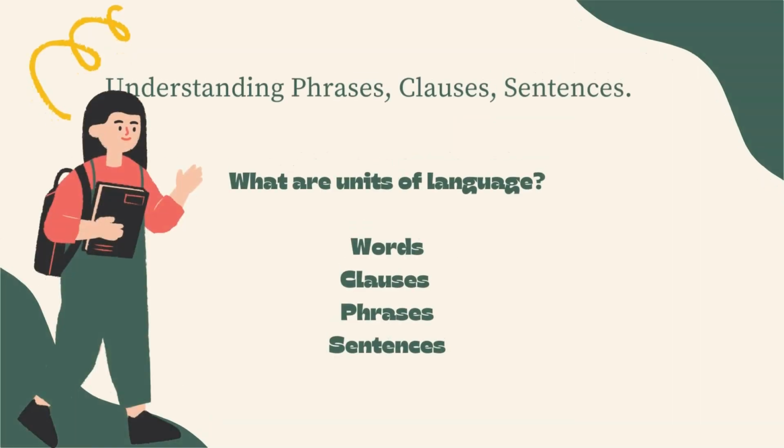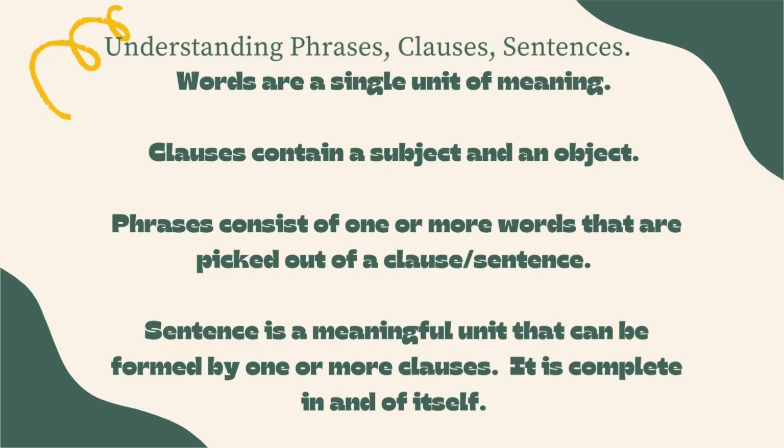Now let's move on to our next topic, that is, what are the units of language? These are words, phrases, clauses, and sentences. Words are a single unit of meaning. Clauses contain a subject and an object. Phrases consist of one or more words that are picked out of a clause or a sentence. And a sentence is a meaningful unit that can be formed by one or more clauses. It is complete in and of itself.